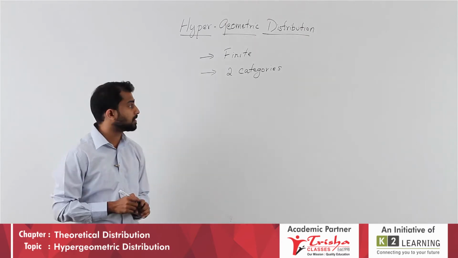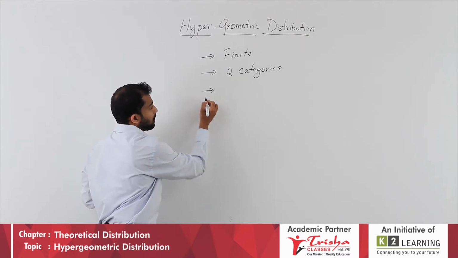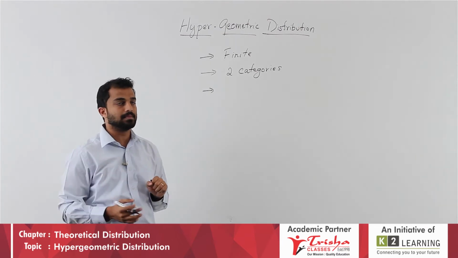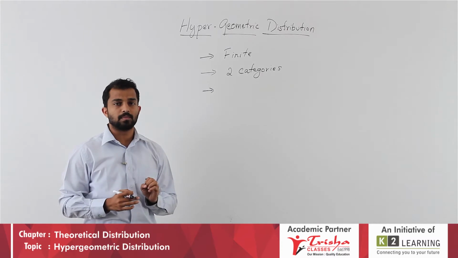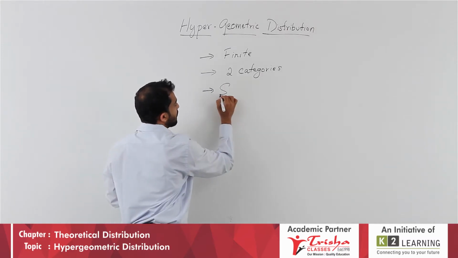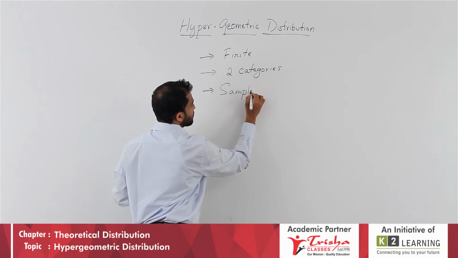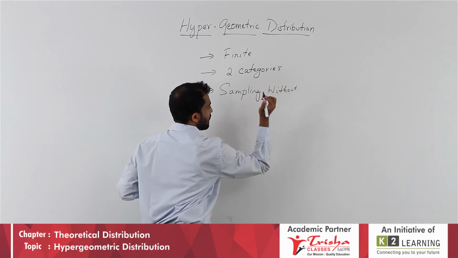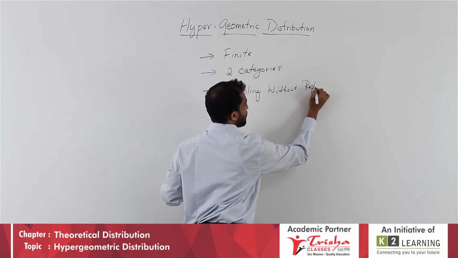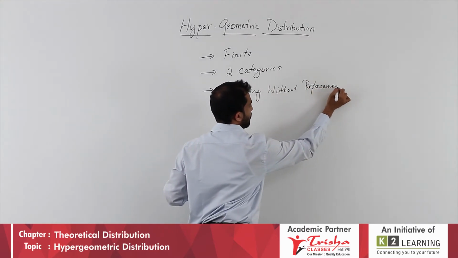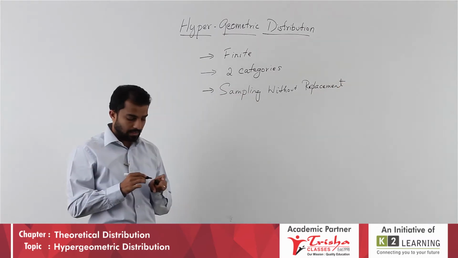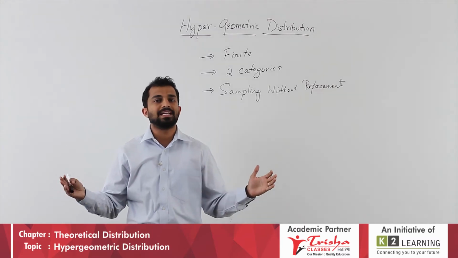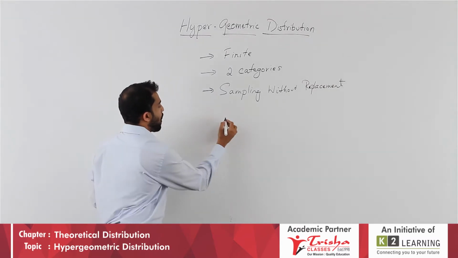A very interesting feature, students, is the next one, which you have studied in the first PU in probability as well as random sampling. Hypergeometric distribution follows sampling without replacement. Sampling without replacement. That means, imagine there are 25 mangoes in a box.